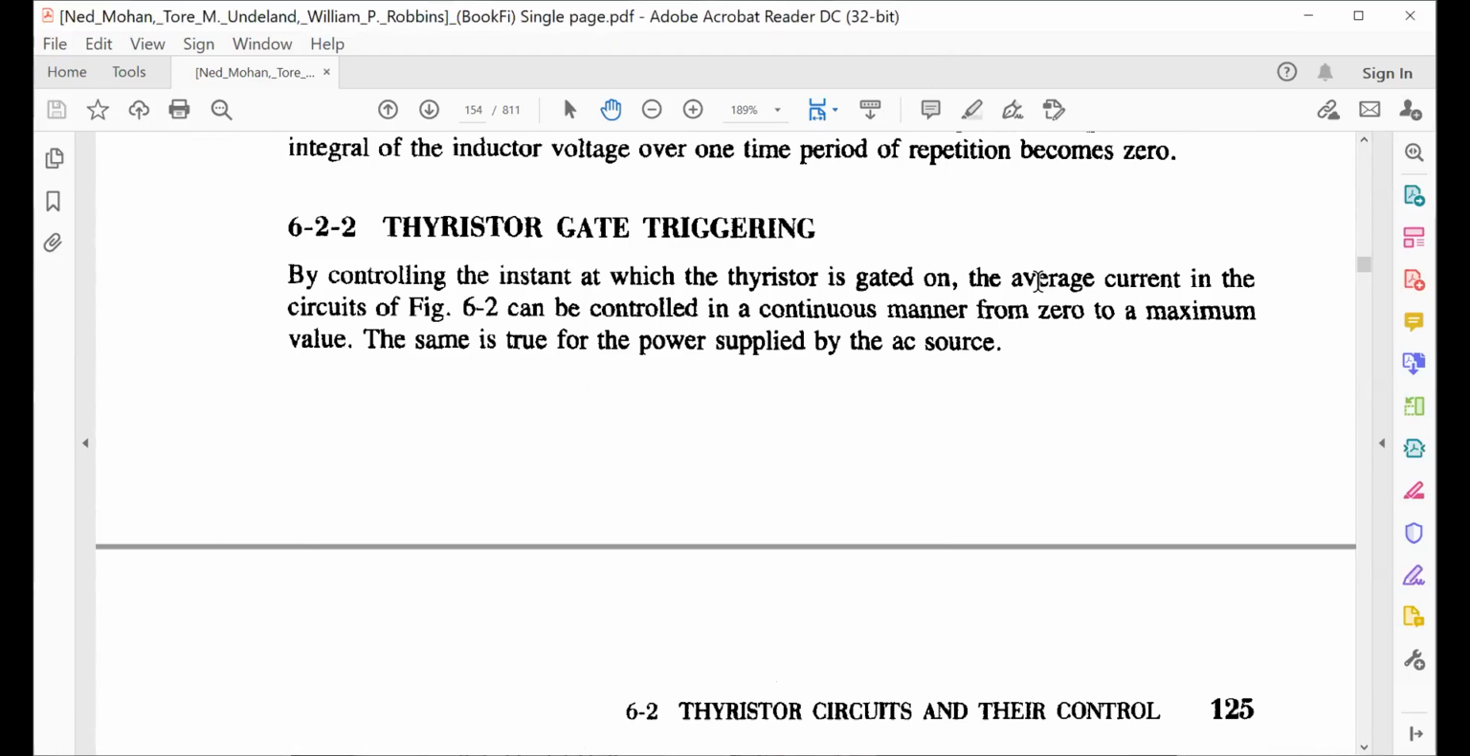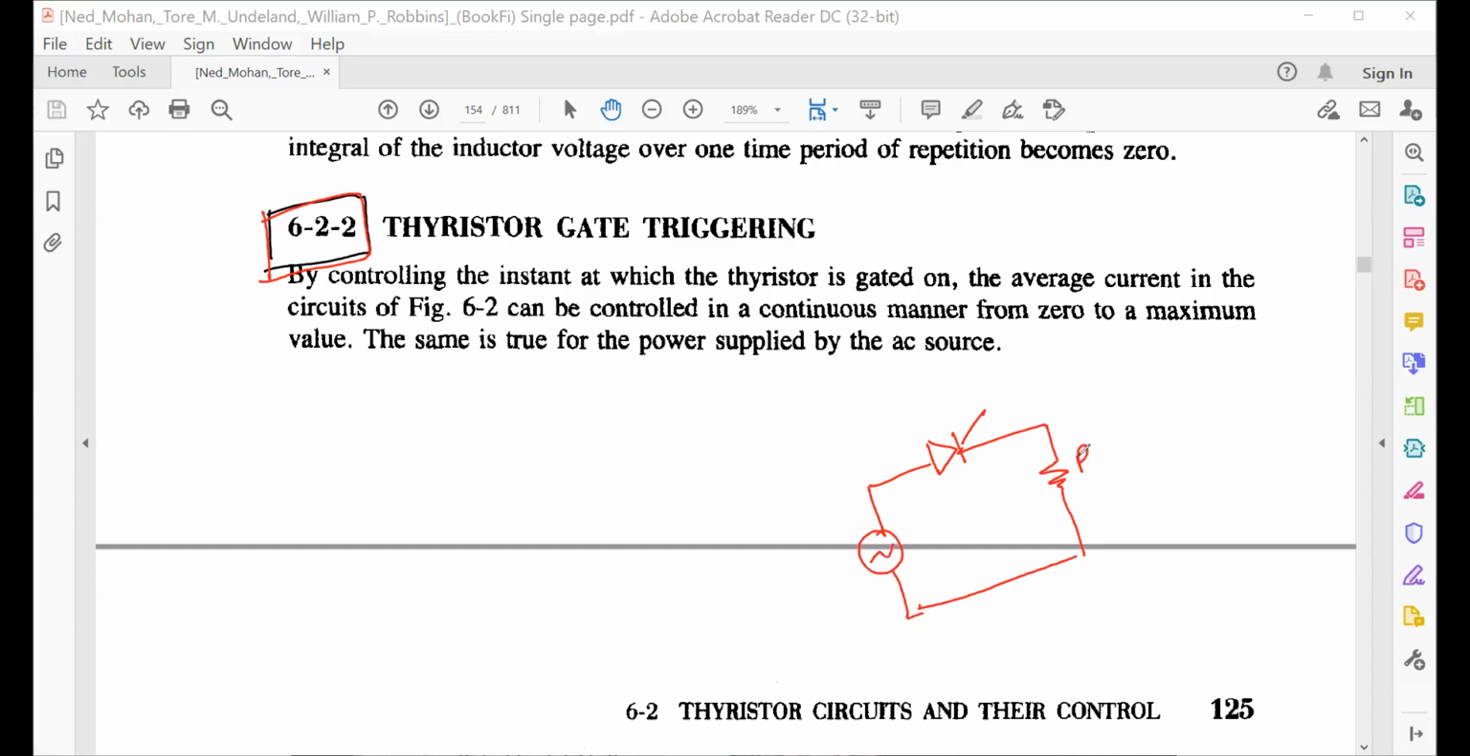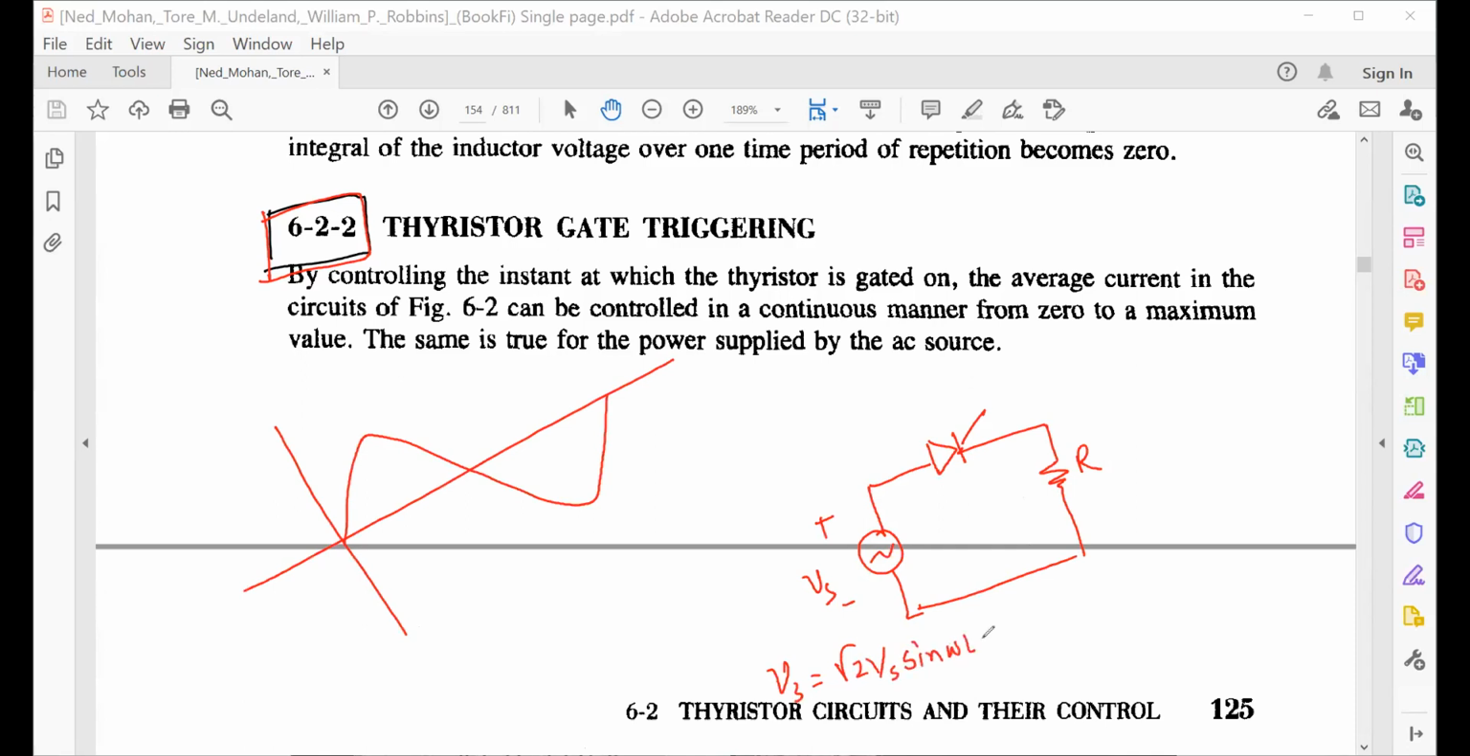So the article 6.22, this is very important: how to generate the firing pulse or triggering pulse of the thyristor. In the last class, we discussed this. If you remember, we call it the phase control rectifier. Suppose this is your VS. VS will have that sinusoidal voltage, VS equal to √2 VS sine of omega t.